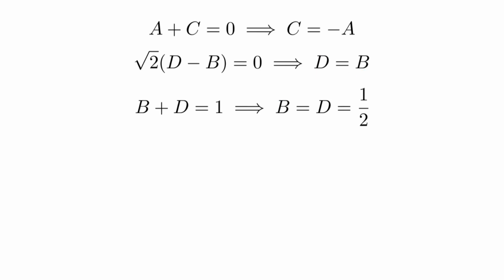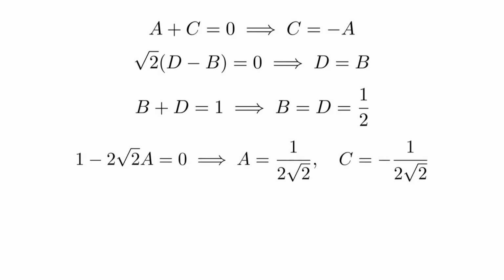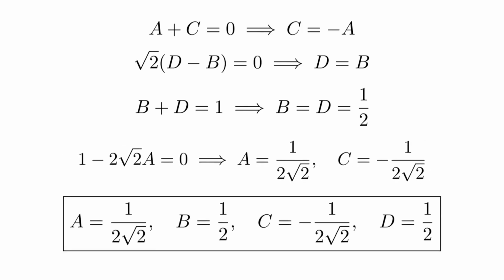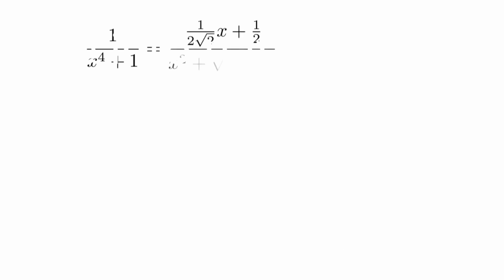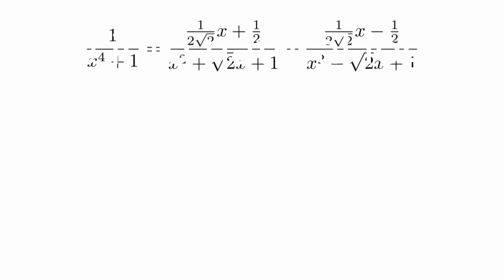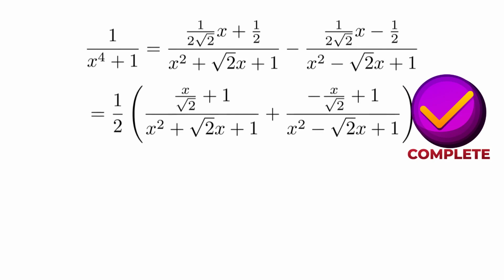Finally, substitute these values into the remaining equation. Solving gives A equals 1 over 2 square root 2. Since C equals negative A, we have C equals negative 1 over 2 square root 2. Now replace every unknown coefficient with its value. Our partial fraction decomposition is complete.